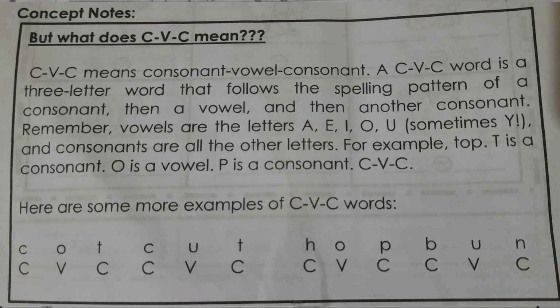another consonant. Remember, vowels are the letters A, E, I, O, U, sometimes Y. And consonants are all the other letters. For example, top. T is a consonant, O is a vowel, P is a consonant. CVC.